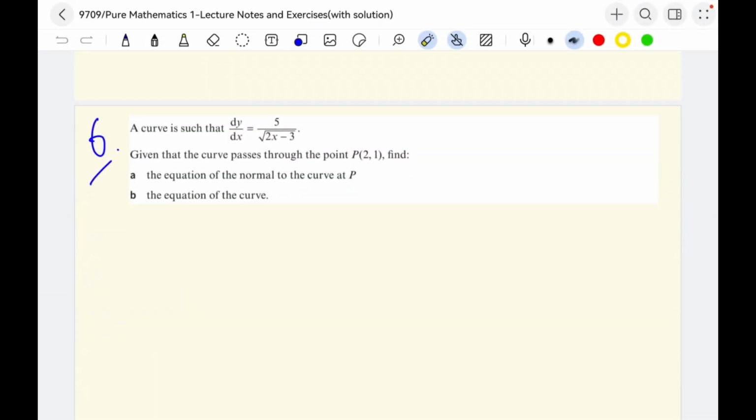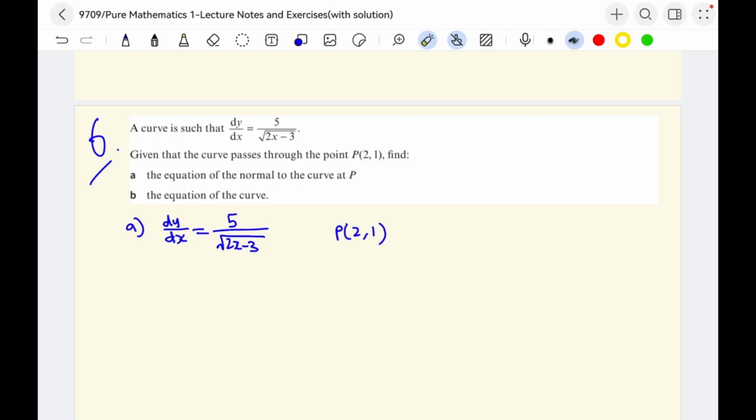Okay, here is the next question, which is question 6. A curve is such that dy/dx equals 5 over the square root of 2x minus 3. Okay, let's write it first. Given that the curve passes through the point (2, 1). So, after you integrate it, substitute the given point, which is (2, 1). And hence, find the equation of the normal to the curve.